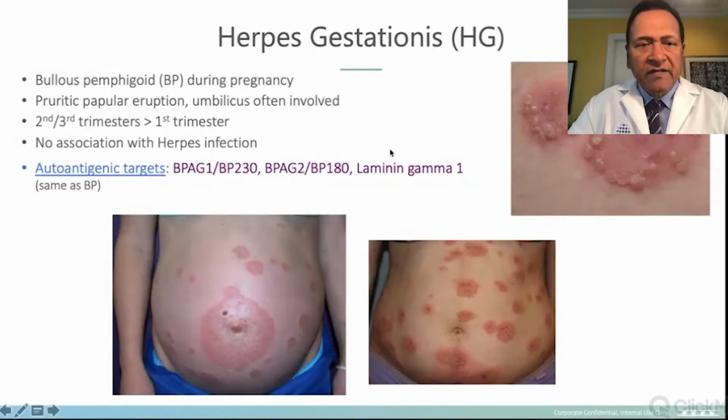Herpes gestationis. This is basically just pemphigoid during pregnancy and often begins with a pruritic papular eruption around the umbilicus, particularly in the second and third trimesters, more often than the first trimester. There's no association with herpes. Just historically, the term herpes was applied to anything blistering, and later we, of course, differentiate between infectious causes of herpes virus and autoimmune and other types of blistering. The autoantigenic targets in herpes gestationis are the same as for bullous pemphigoid.